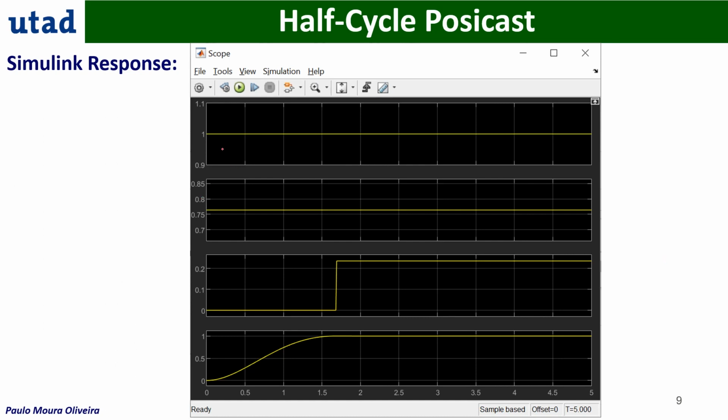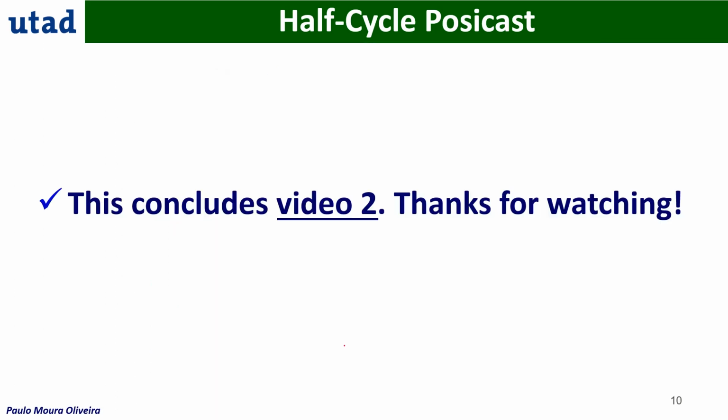So the first step is 1, as you can see here. The second step, so this is the reference. This is U1, where the amplitude is this one. Then you have U2, and here you have the delay time, which is 1.68, and we got the output here, which is a nice response without overshoot. Okay, with this I conclude video 2, and I thank you for watching.